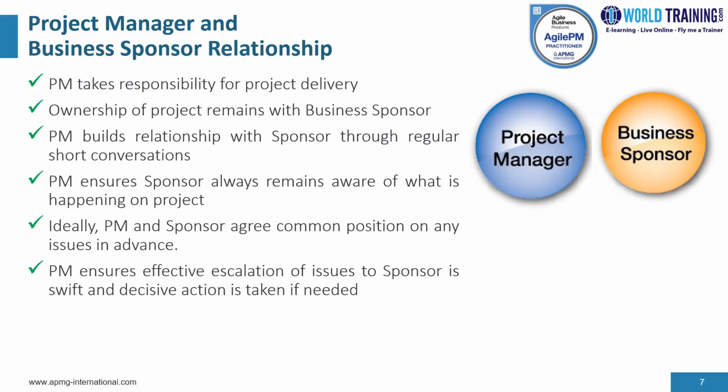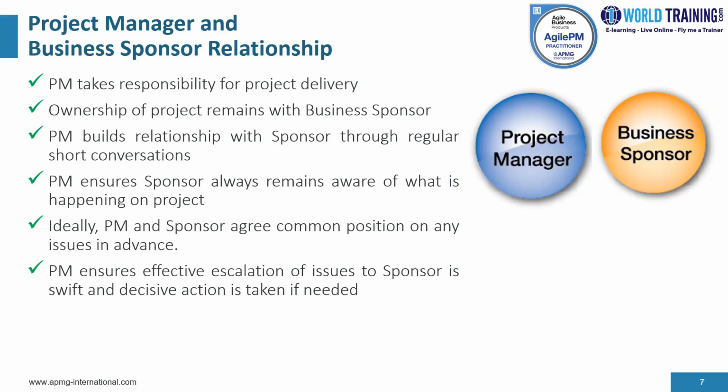Now, the PM should make it clear that escalation of issues to the business sponsor will probably be infrequent, but that if it does occur, it will require swift and decisive action. Wherever possible, the project manager should try and establish a relationship with the business sponsor where both parties are comfortable just talking about the project, and make a point of doing so on a regular basis.